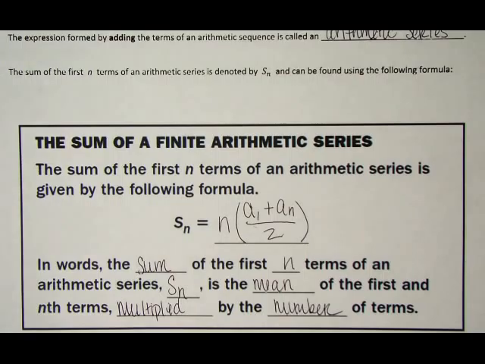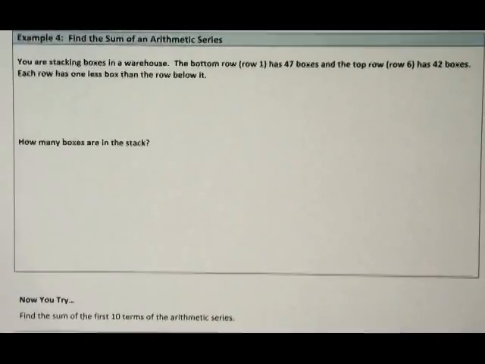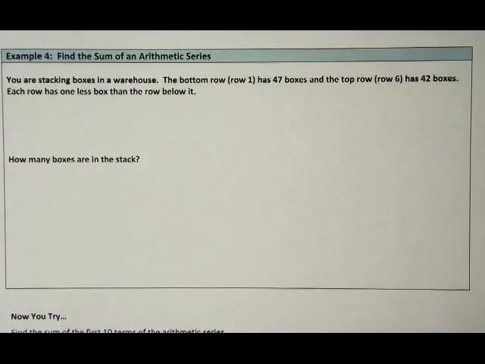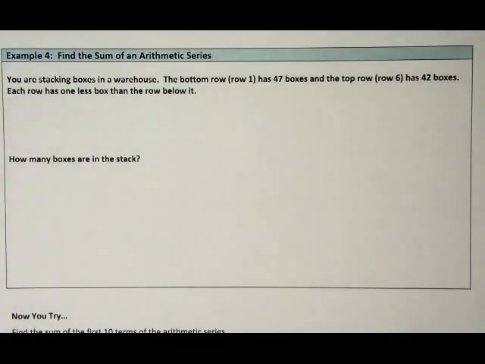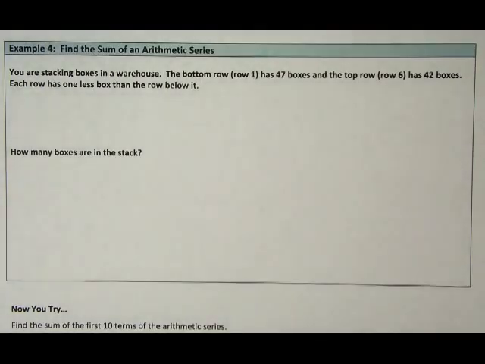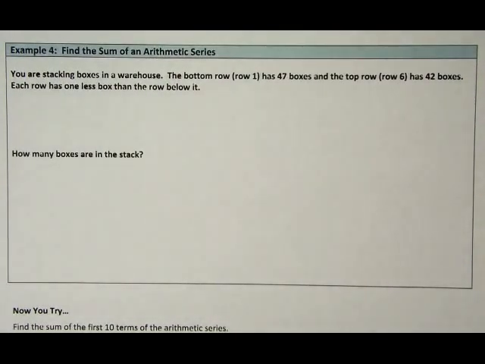Okay, so let's look at our next example, example 4, as our last example for this lesson, and how we can use this to find the sum of an arithmetic series. We have a little bit of a real life story problem going on. They're asking about stacking boxes in a warehouse. The bottom row, which is called row 1, has 47 boxes, and the top row, row 6, has 42 boxes. Each row has one less box than the row below it.